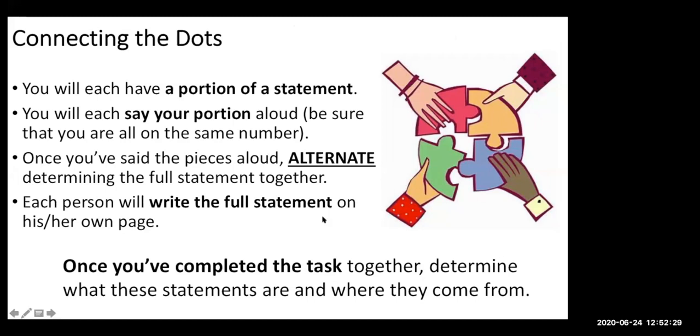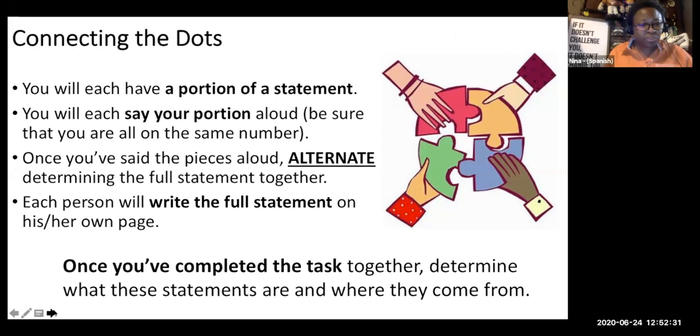So you will see this in a second. And I'm going to also say that before we start this one, there are so many different ways you can do this with so many different things. You can teach all kinds of stuff with it. And as you start doing it, hopefully it'll make sense to you. So you're going to need to access your Connecting the Dots handout.